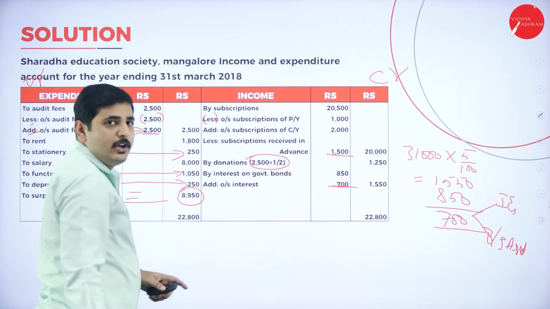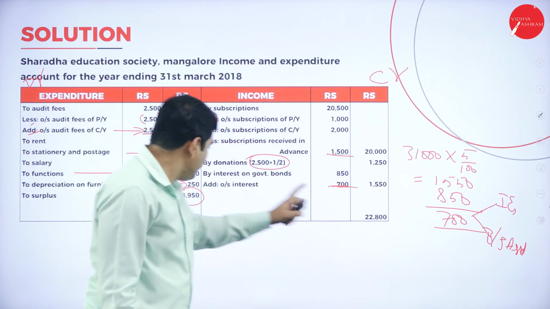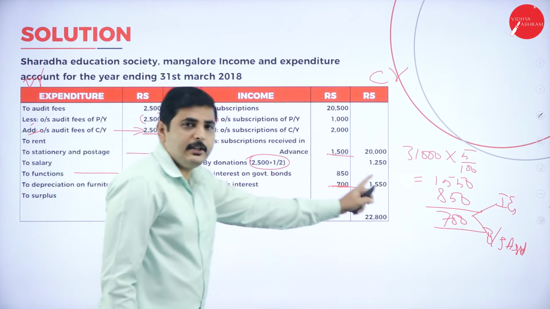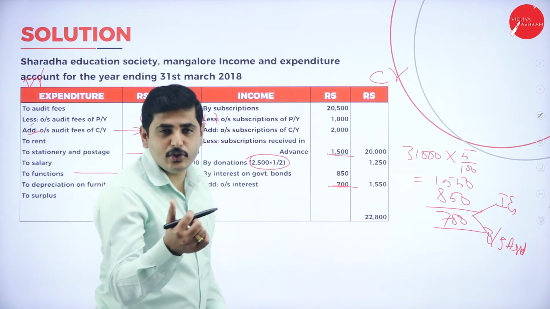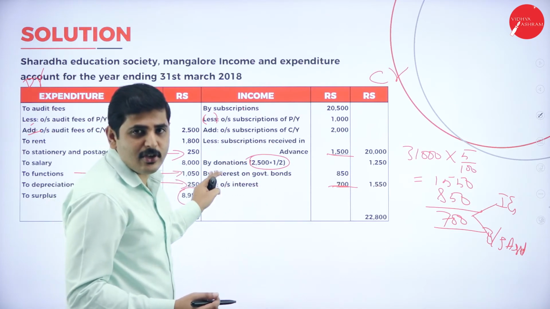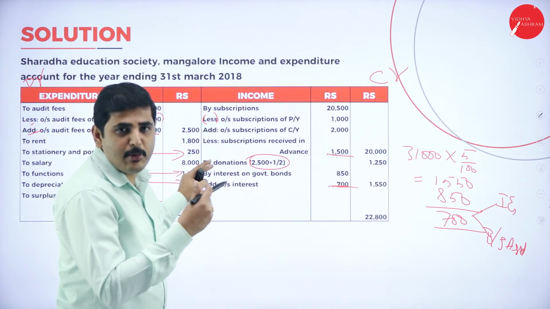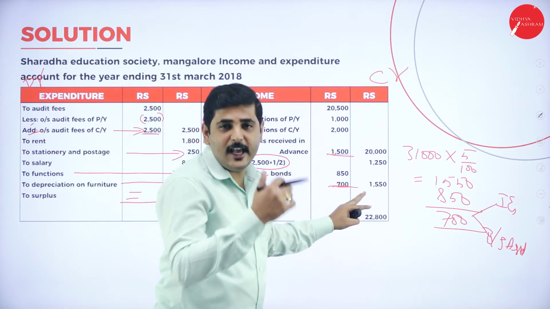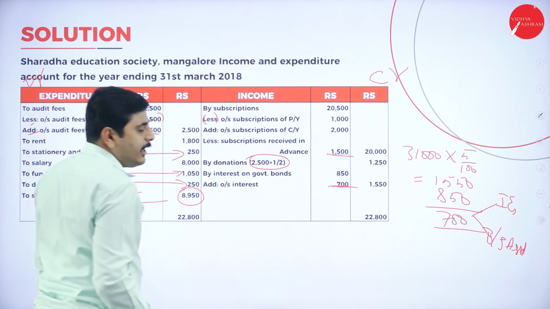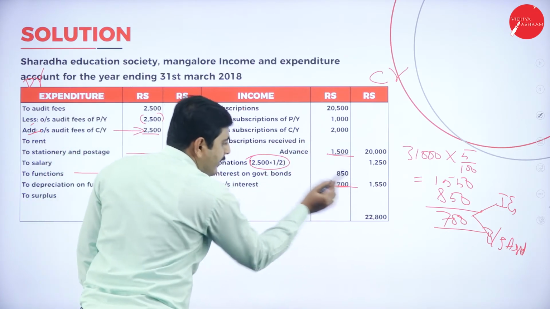Which side is more? If the credit side is more, you will get the difference in the debit side, that is surplus. If the debit side is more, you will get the difference in the credit side, that is deficit. So why are we preparing the income and expenditure account? We are preparing this in order to identify the surplus or deficit. Surplus means income over expenses. Deficit means expenditure over income. So we got the bigger amount in the credit side, 22,800. If you add this, you will get 22,800.